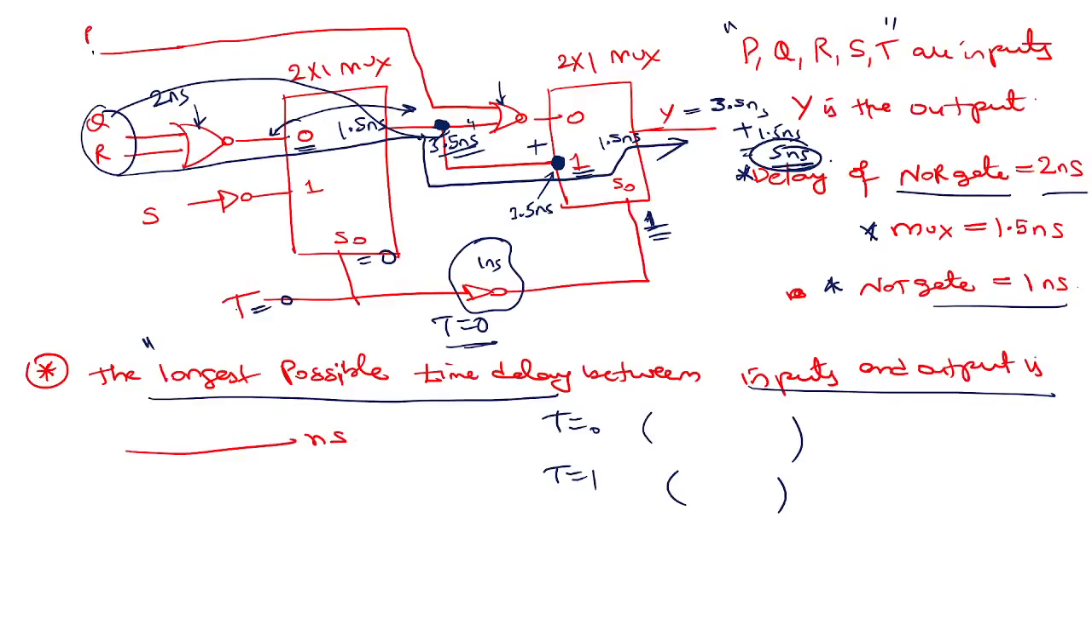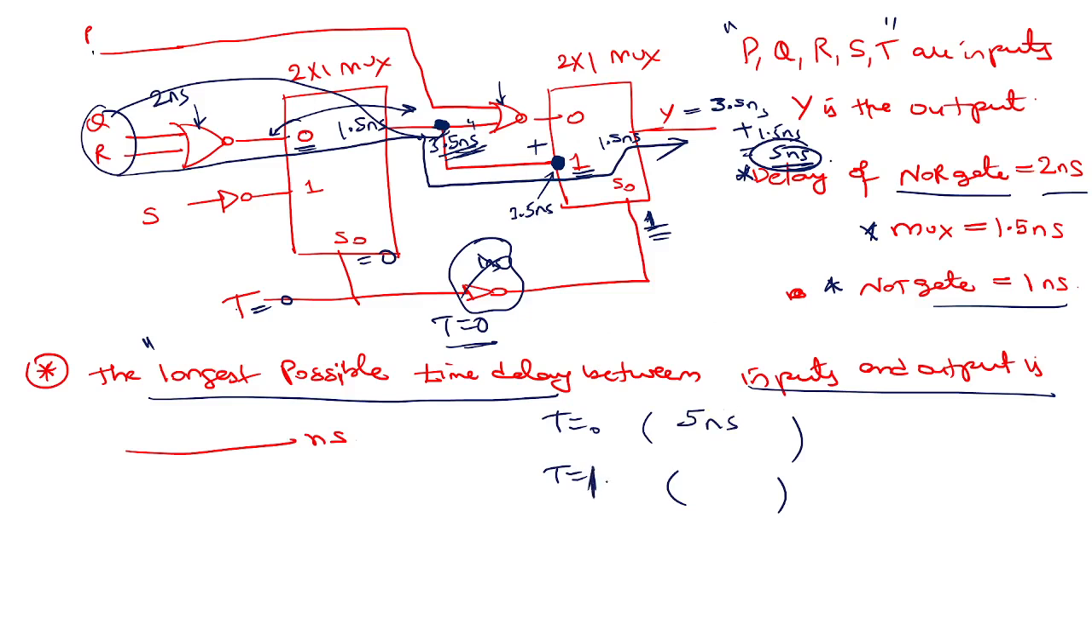Okay. So by the time this QR output reaches this point, 3.5 nanoseconds, it has already become 1. So you don't need to count this 1 nanosecond. It's a parallel processing thing happening, right? So if I choose T equal to 0, I need to wait for 5 nanoseconds for the output.